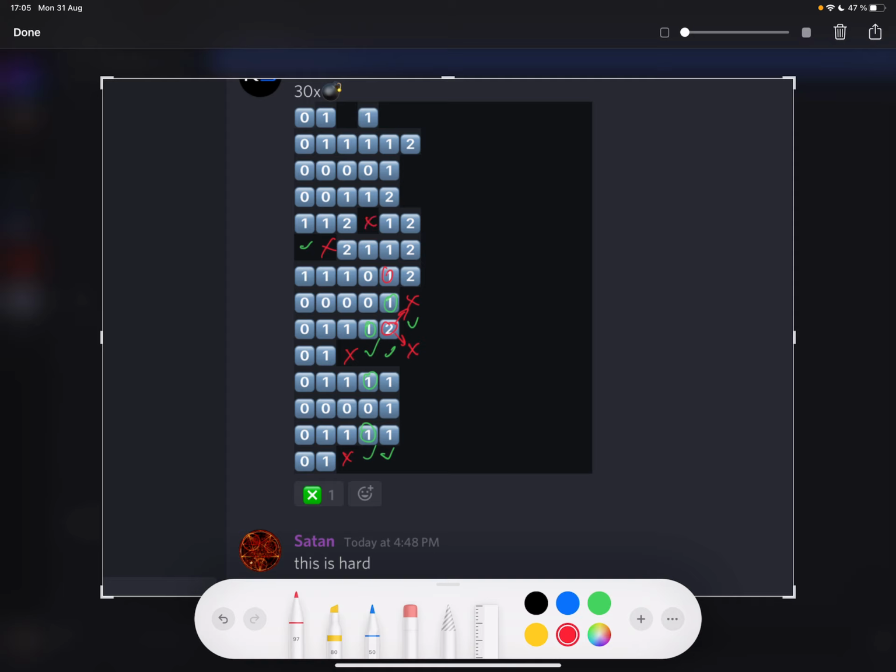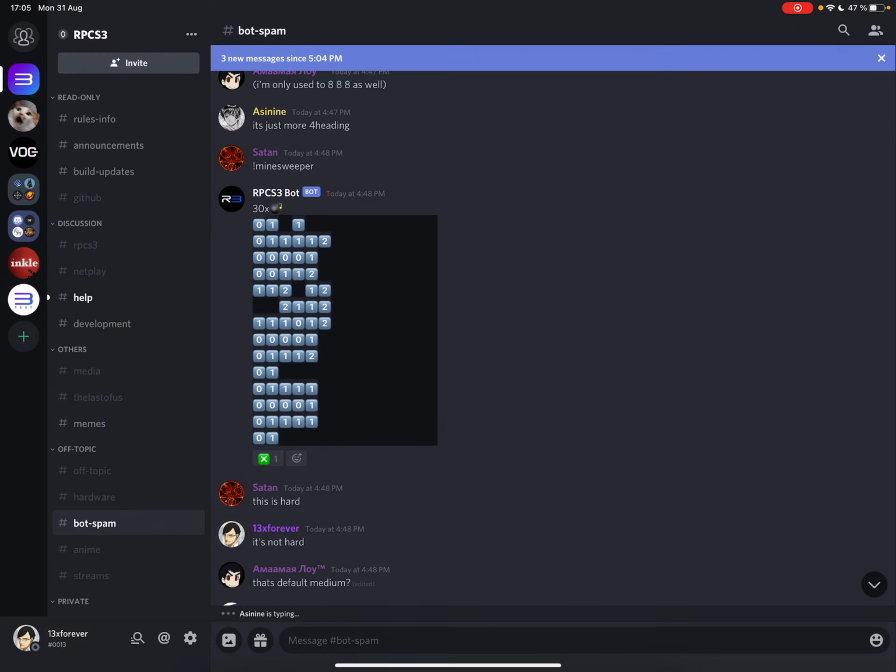Now we know that there is a mine here touching a 0. That would mean that there is no mine here. And this 2 tells us there is a mine here. And this one would tell us there is no mine here, nor here. So that's quite a lot already. So we open all of this. This and this and this.